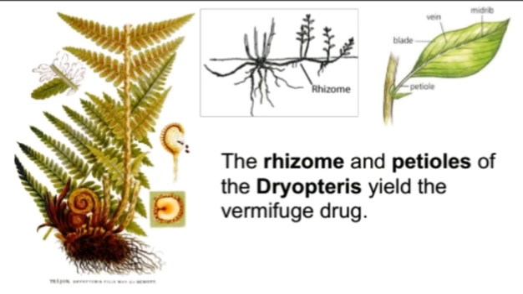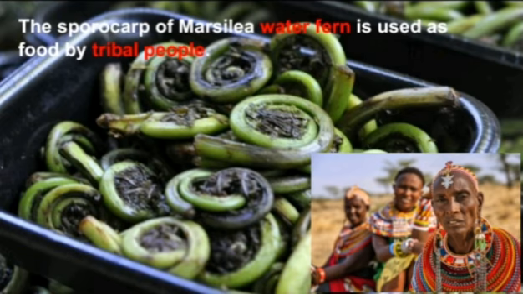The rhizome and petioles of Dryopteris yield the vermifuge drug. In ferns, there is a presence of rhizome and petioles, which we can use to make a vermifuge drug. A vermifuge drug is a drug or agent that is used to destroy or expel worms in the intestine. And the sporocarp of Marsilea, which is a water fern, is used as food by tribal people.